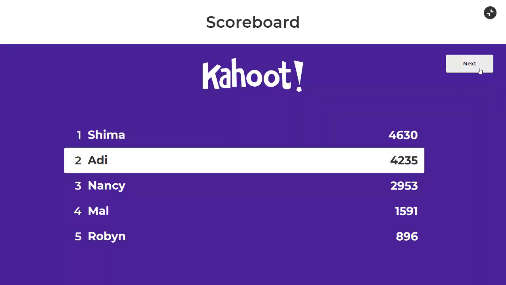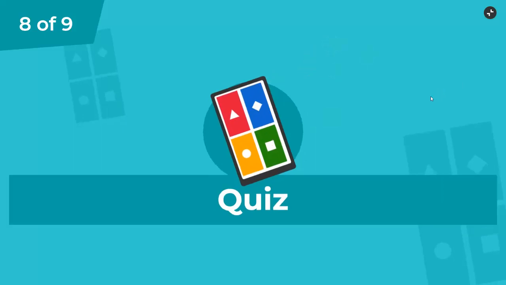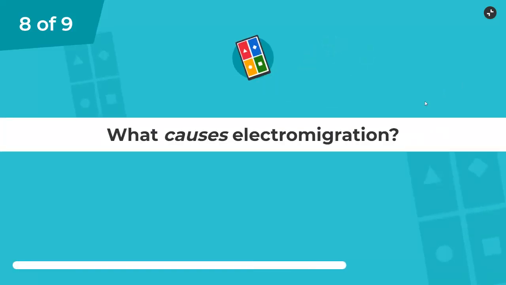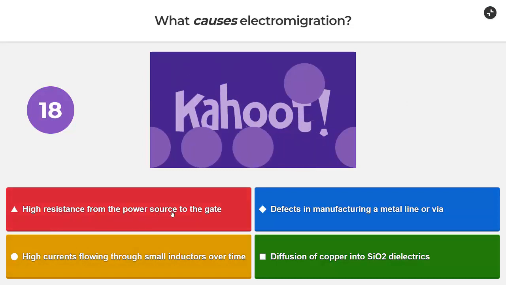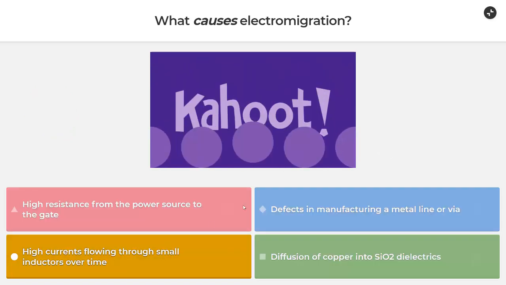Okay, so going to the next question, number 8. What causes electromigration, and what is electromigration in general? High resistance from the power source to the gate, defects in manufacturing of metal line or via, high currents flowing through small inductors over time, or diffusion of copper into silicon dioxide of dielectrics. Well, I think it's high currents flowing through small inductors over time.